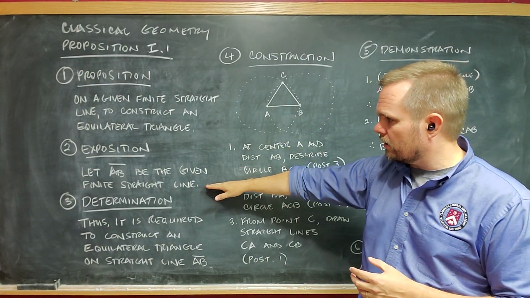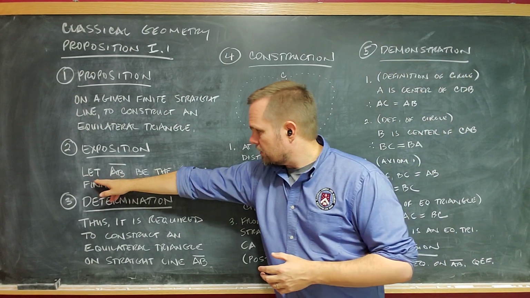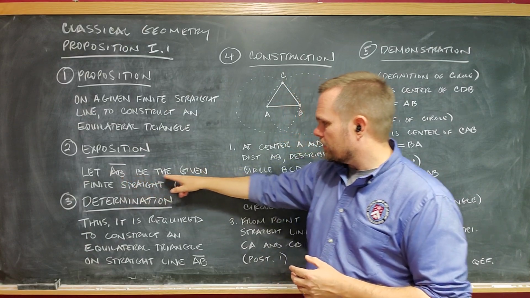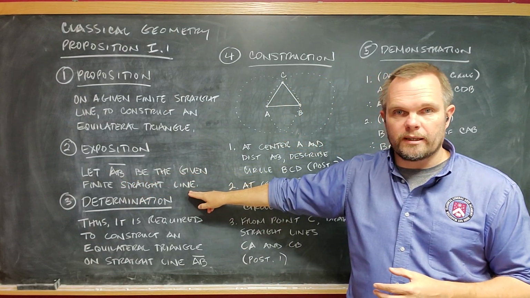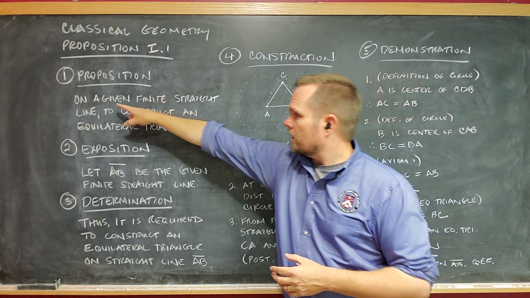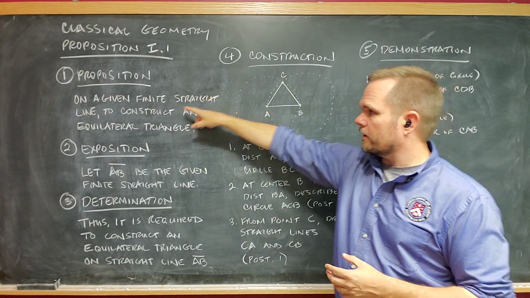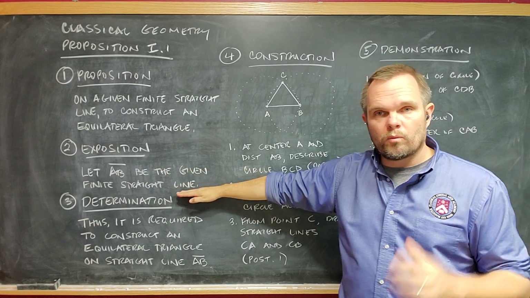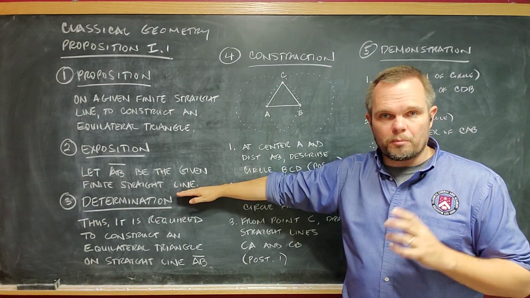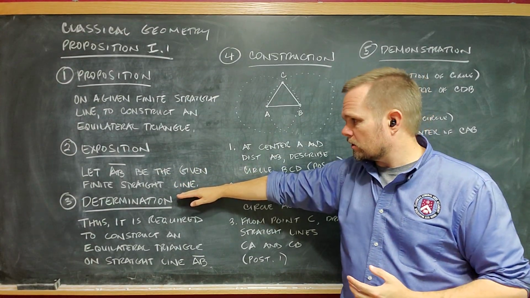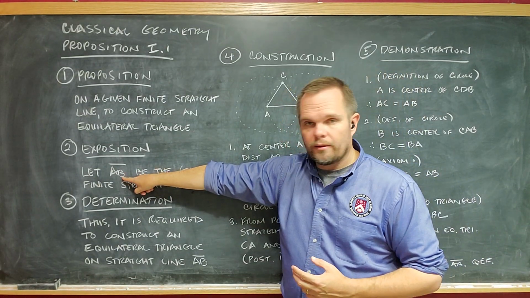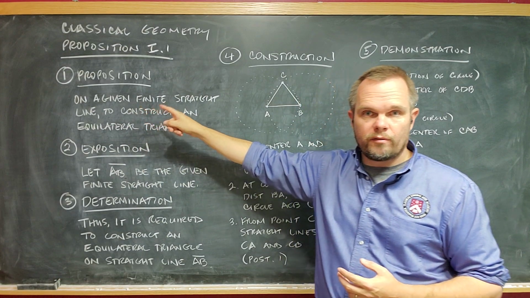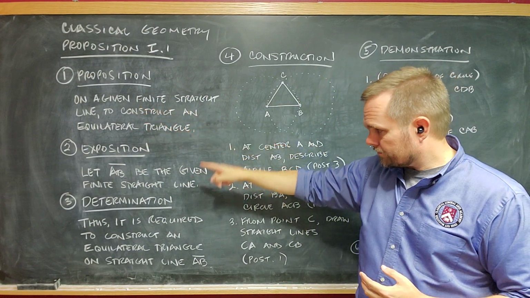So you can see what we've done here is we've said, let the straight line AB be the given finite straight line. We were told, on a given finite straight line. That's all we're told in the proposition. Here, we're getting more specific and preparing for our construction. So we're going to identify the straight line AB as that given finite straight line.